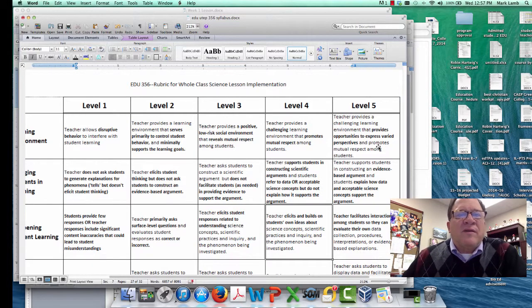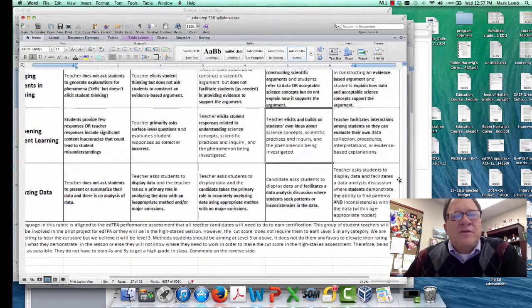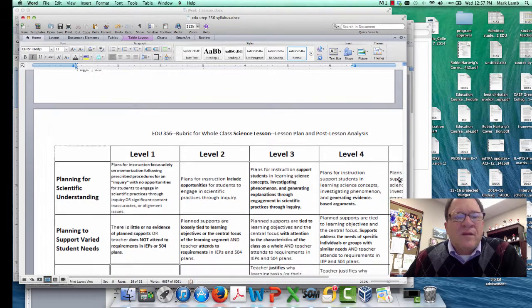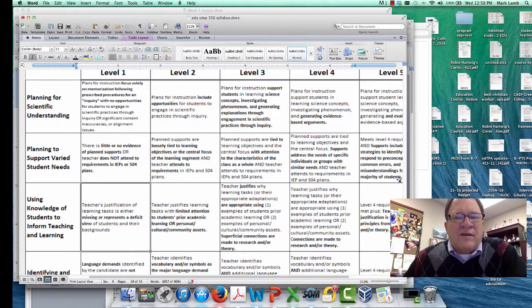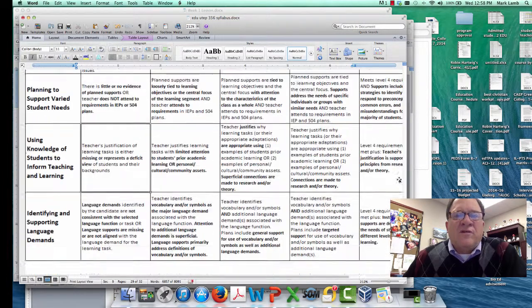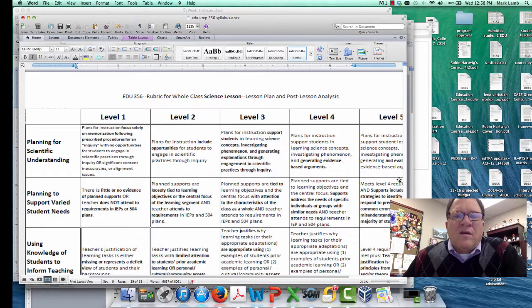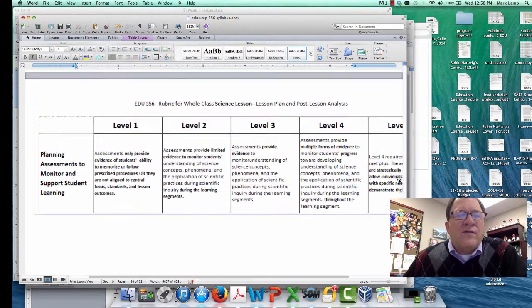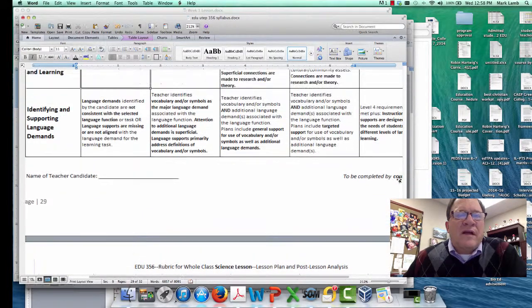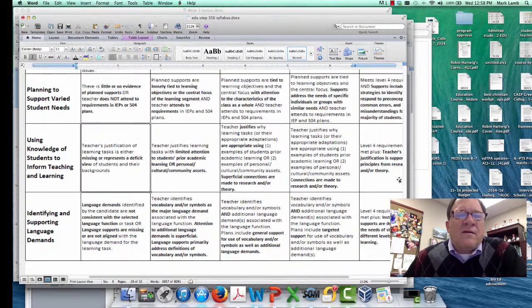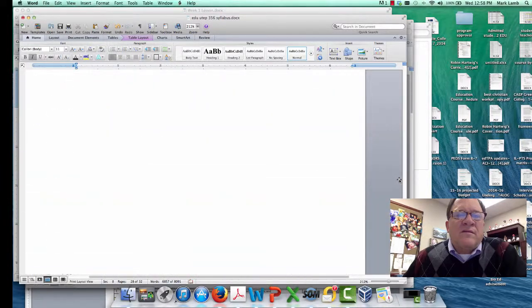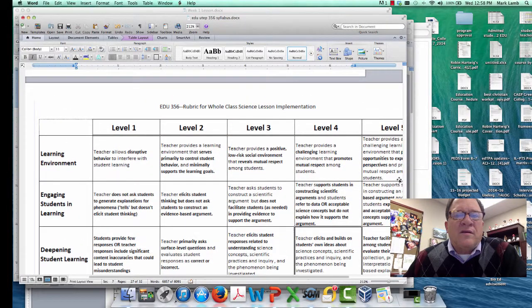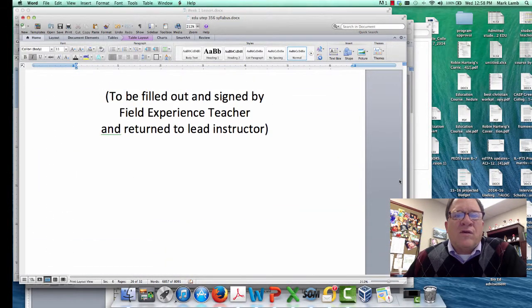Okay, so that one will be filled out by the field experience teacher, and then the remaining one is filled out by the lead instructor. Again, it's exactly like the previous one as far as the levels go. If you look, you'll note that there are 15 different categories that will be addressed, and those are straight from the guide for EdTPA.